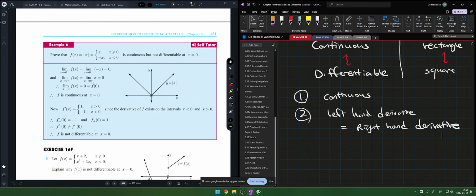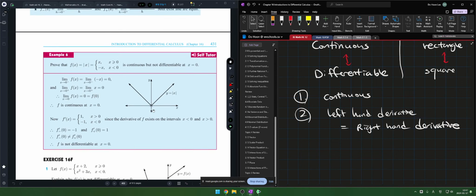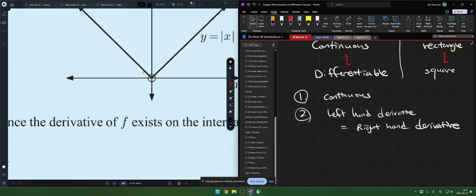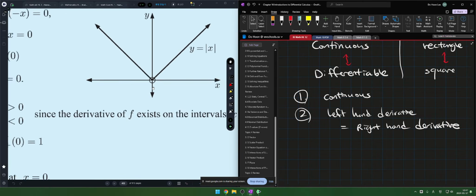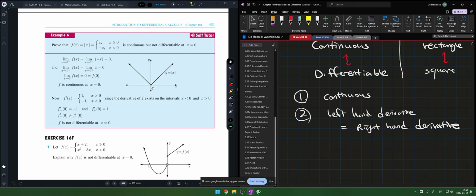So look at this graph here. It's an absolute value function. f of x equals the absolute value of x, which is just a piecewise function: x when x is greater than or equal to 0, and negative x if x is less than 0. For this one, first of all, just look at the graph. Look at this little bounce part. Are we happy with this? No one's happy with this?